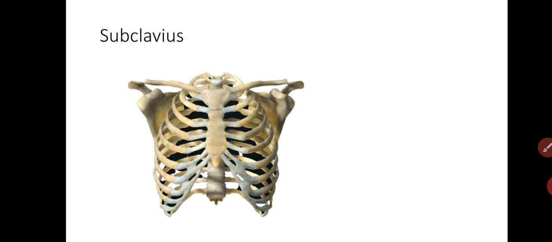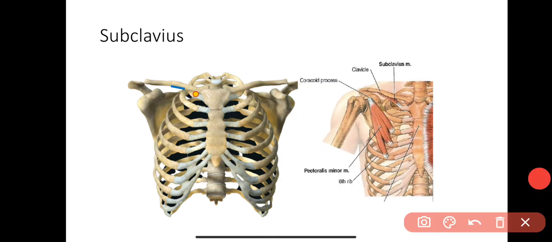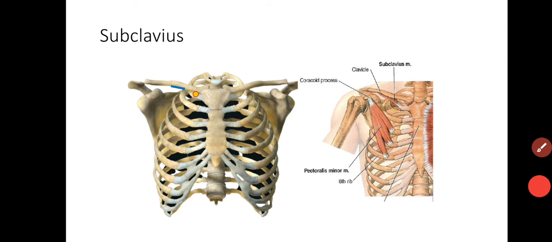Now the subclavius muscle. Sub means below, clavius means clavicle. So the muscle which is present below the clavicle is the subclavius muscle. It takes origin from the first rib near the costochondral junction and is inserted on the subclavian groove present in the middle third of the clavicle on the inferior surface. So in this photograph we can see this is the subclavius muscle. Nerve supply: nerve to subclavius. Action: it steadies the clavicle during the various movements of the shoulder joint.